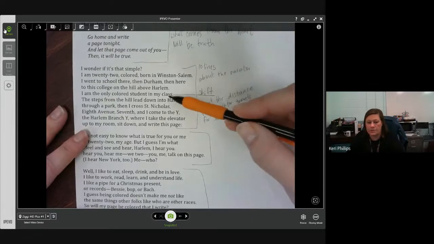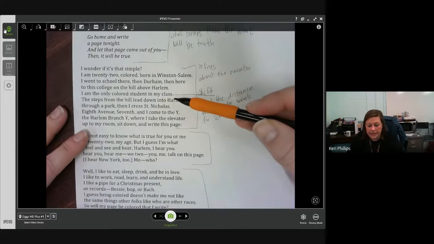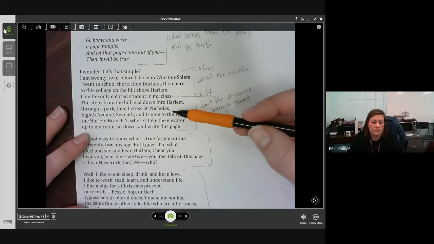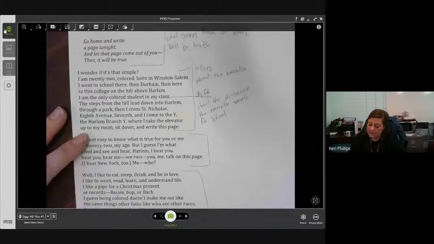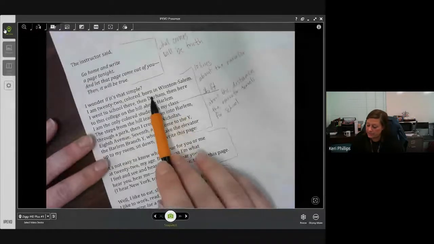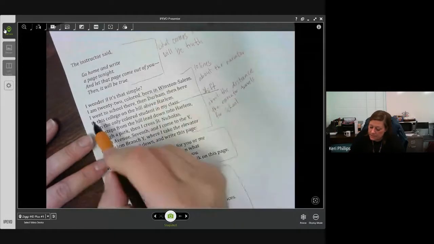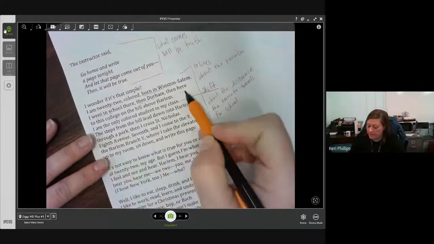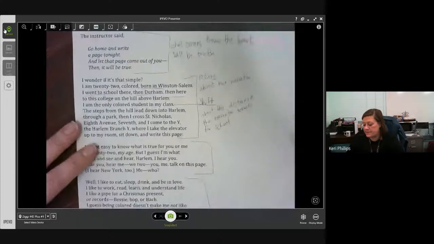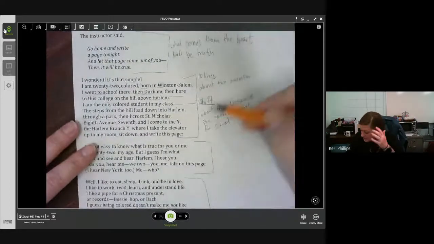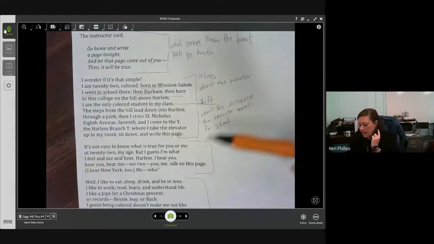I'm the only colored person in class. And then there's a shift. This is all the stops, all the things he has to go through, the journey just to get to school. And this even does it up here a little bit. He was born in Winston-Salem. He went to school, then to Durham, then to here, to this college. So he has his own journey. So there are some similarities, but there is a shift in focus.